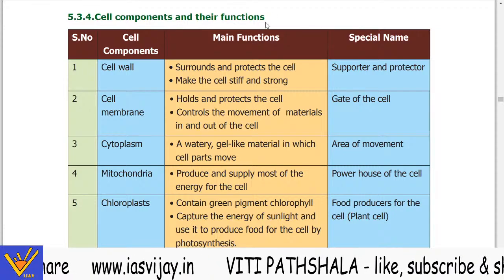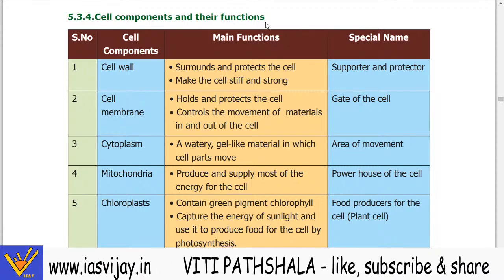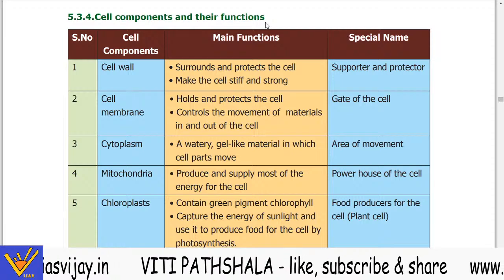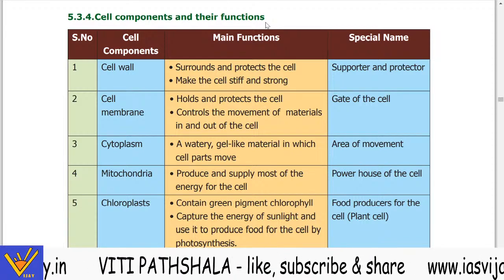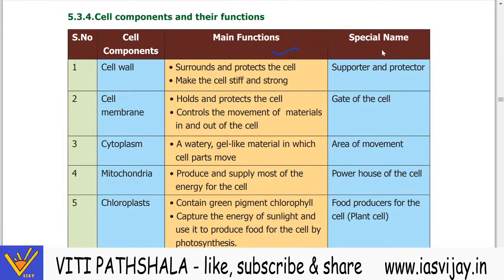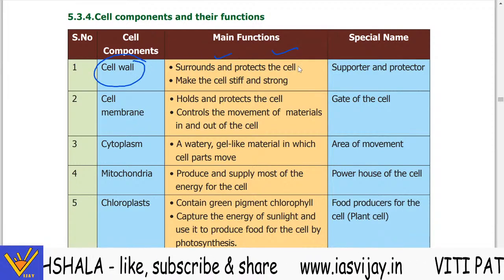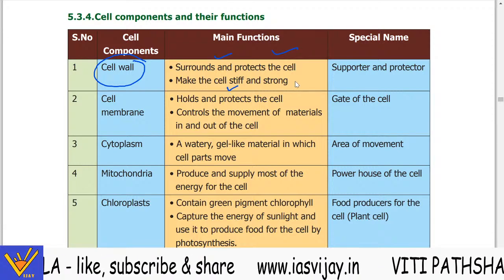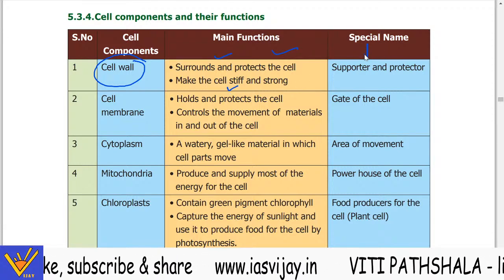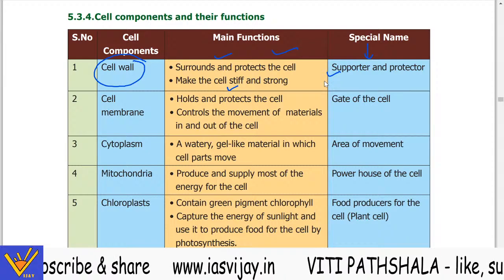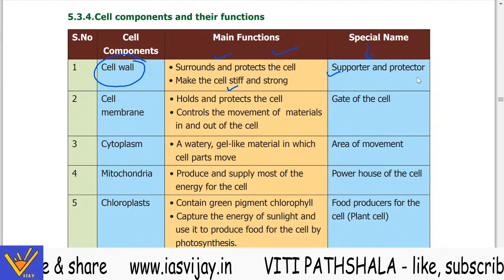Now they have given you a beautiful comparison. There you have the definition, they have given you the definition and the name of that. Now a cell wall surrounds and protects the cell, and makes the cell stiff and strong. So the special name is the supporter and the protector. So the cell wall is the supporter and the protector.